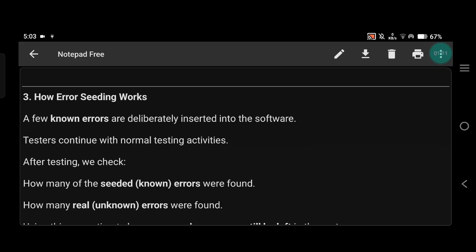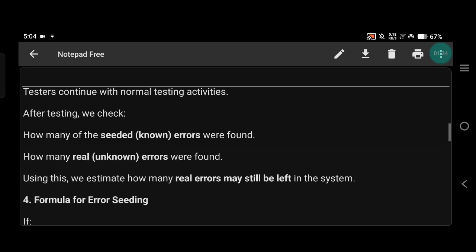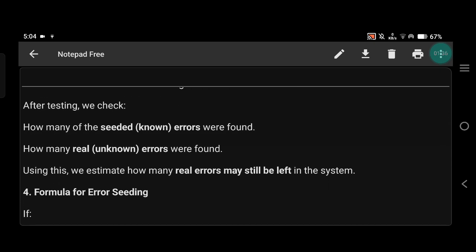Then how error seeding works. First we deliberately add a few known errors into the system. Then testers continue normal testing. After testing, we check how many of the seeded errors were found and how many real errors were found. Then using this information, we can estimate how many real errors may still be hidden in the software.